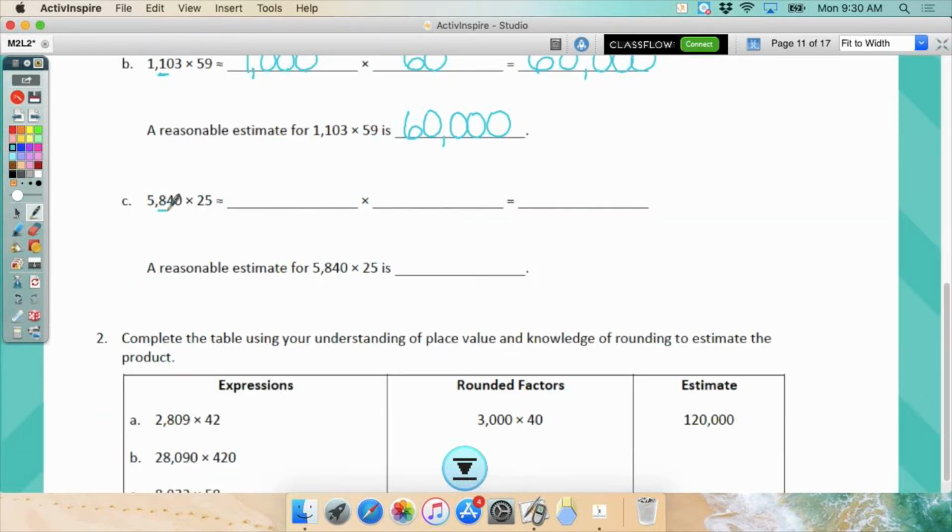So I will underline the 8. So Valeria, help me out. Does the 8 tell me to stay the same or add 1? Add 1. So the 5 becomes a 6, and digits to the right change to 0.